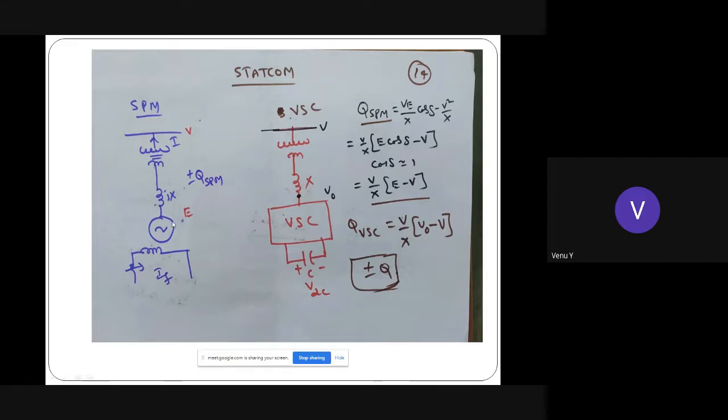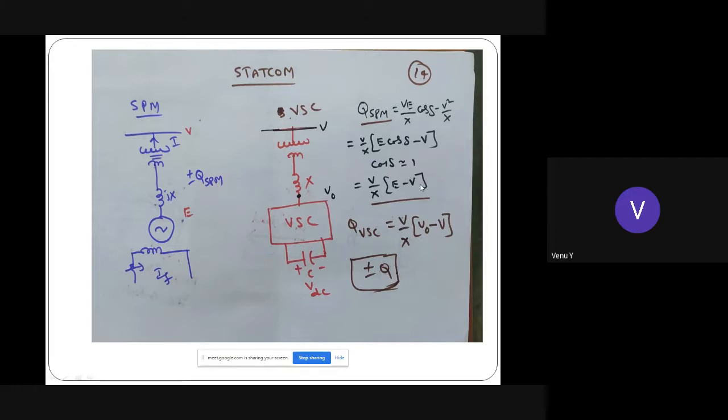The functioning is very well known to you, that is Q_SPM is equal to EV by X cos delta minus V square by X. Now V by X can be taken as common. Now E cos delta minus V, so cos delta for no load operation approximately can be taken as equal to 1. Therefore, V by X into (E minus V).